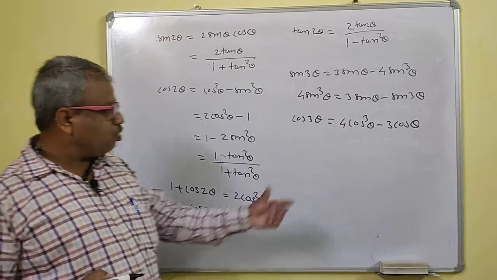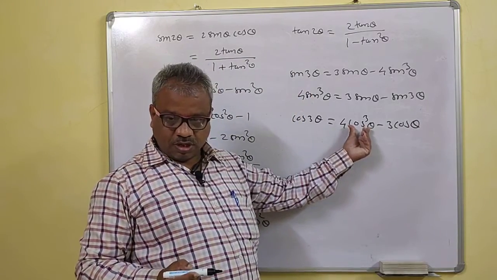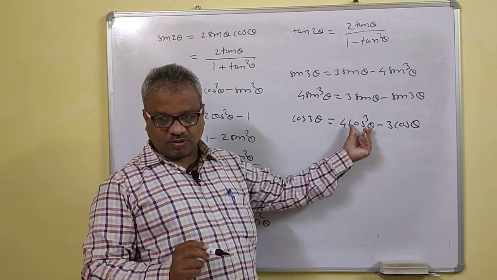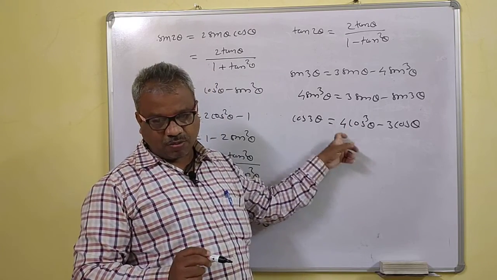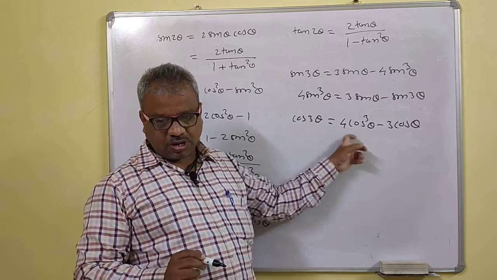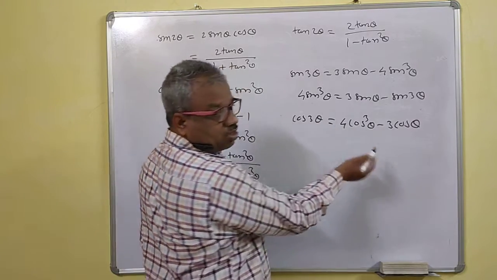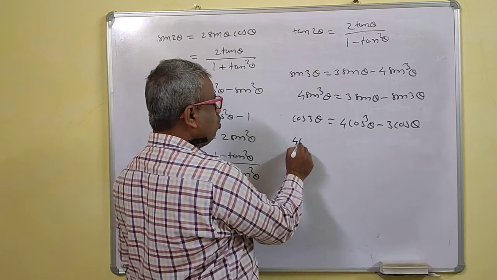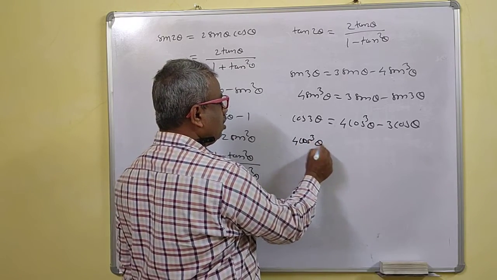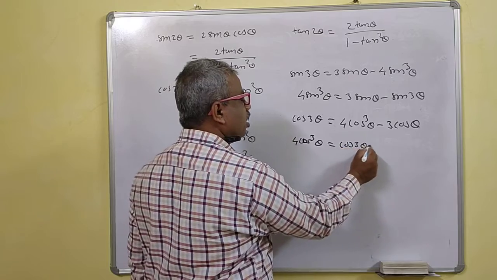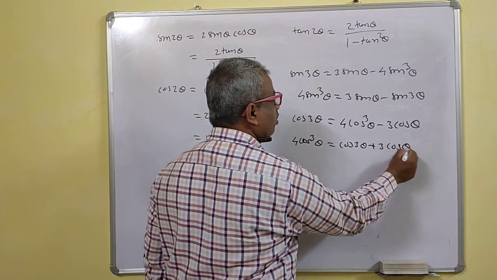Now, if you want to reduce the power of cos cube, we'll use this formula. First we have to write the formula for this one. So just shift 3 cos theta to this side. This is 4 cos cube theta is equal to cos 3 theta plus 3 cos theta.